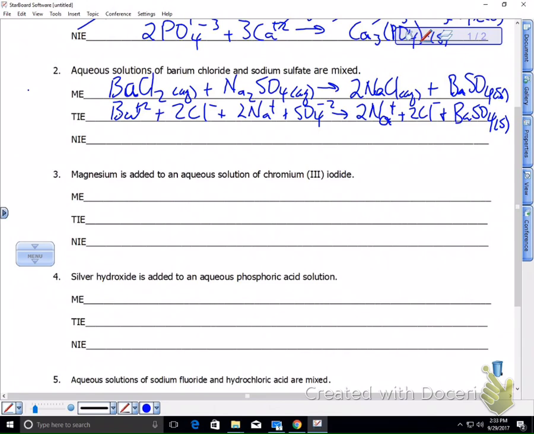Now let's check for spectators. On each side I see 2 sodiums, I see 2 chlorides, and nothing else. So my net ionic will be an expression that explains the formation of my driving force here, the precipitate.